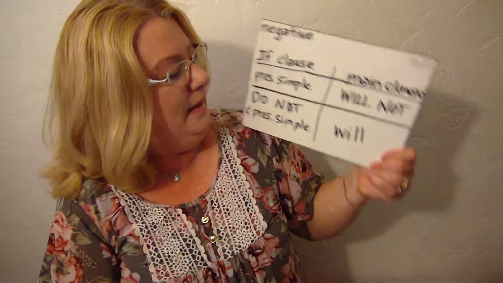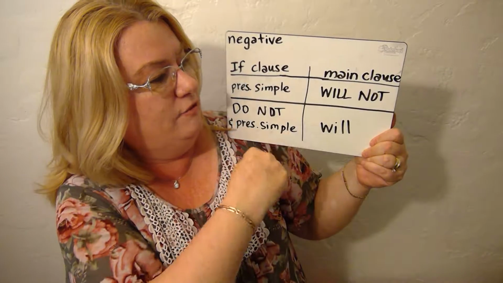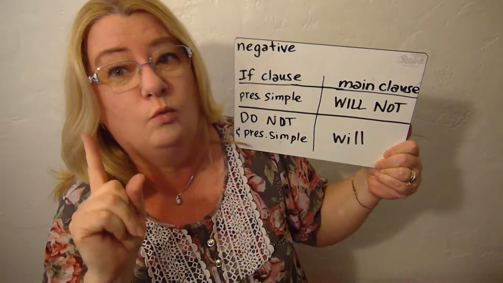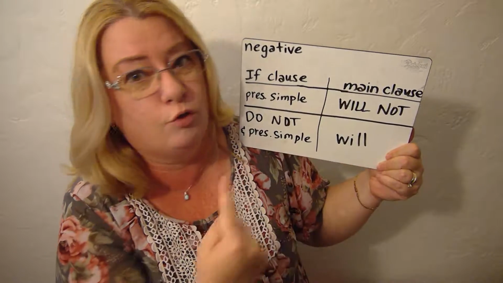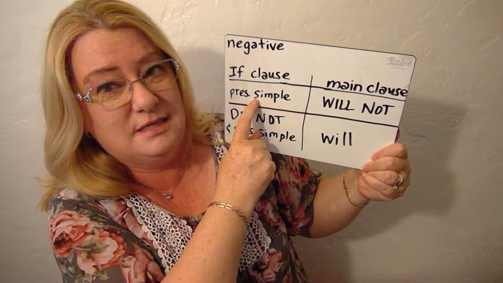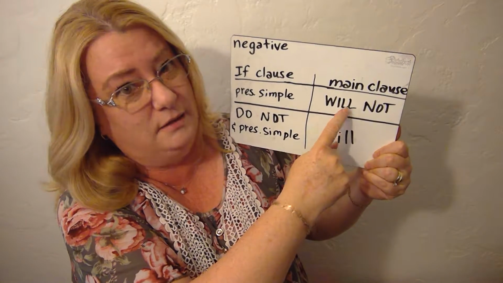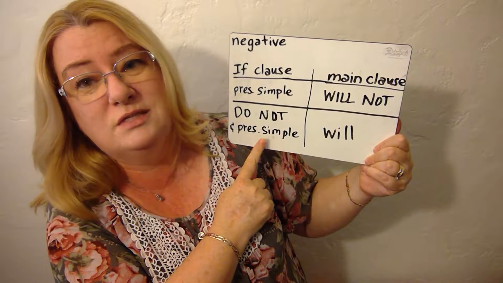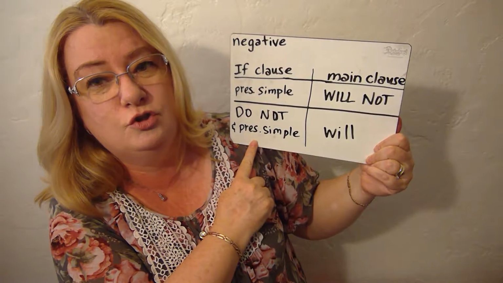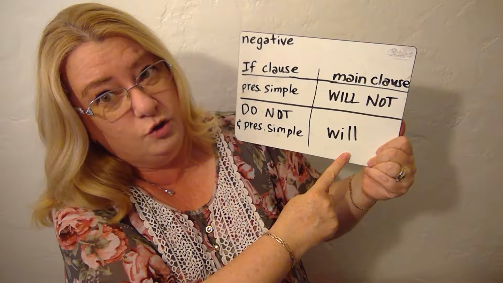Now, let's look at the negative. In the negative, I want to point out that only one, either the if clause or the main clause, will be in the negative. Both will not be in the negative, only one. So if you keep the simple present tense in the if clause, you will use will not in the main clause. Now, if you use the negative here, it'll be do not in your simple present tense, and then you will use will. Let's look at an example of this.